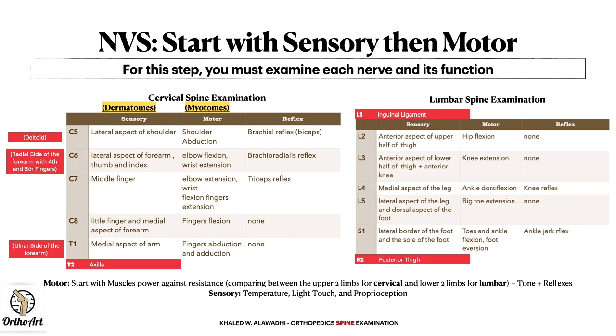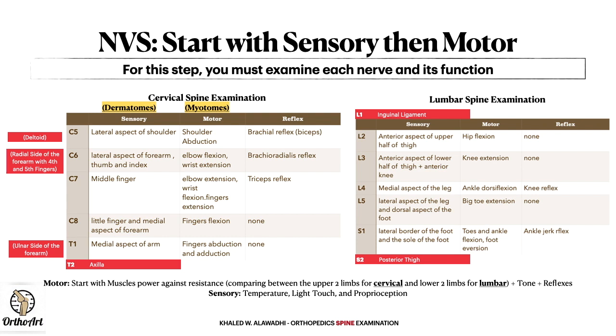For the neurovascular status, always start with the sensory, then the motor. For this step, you have to examine each nerve and its function. So for the cervical spine examination, we always check for sensory, motor, and then reflexes. For the sensory, we start from C5 until T2. Now for C5, you check the sensitivity of the lateral aspect of the shoulder, or sometimes the deltoid area.